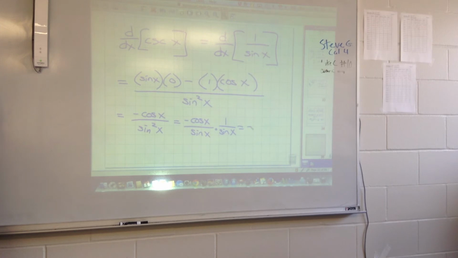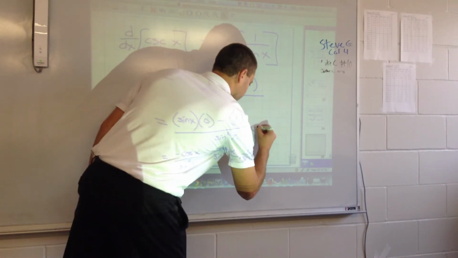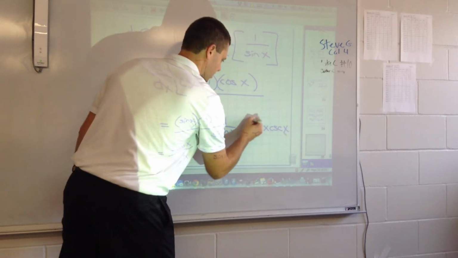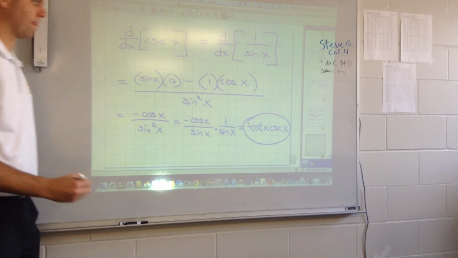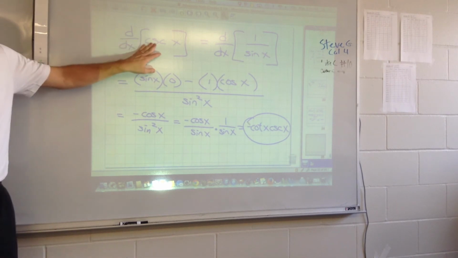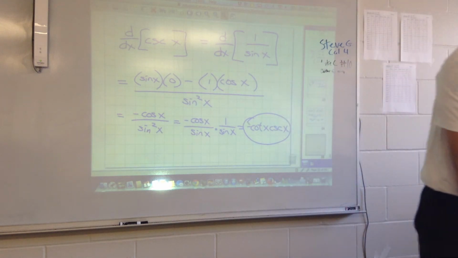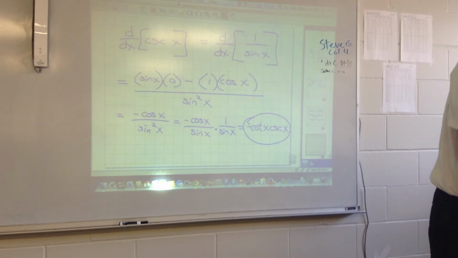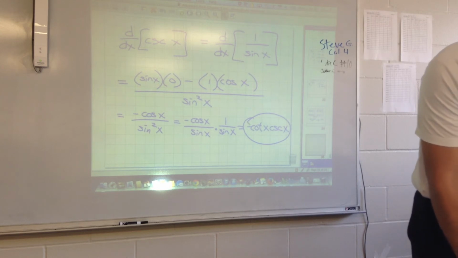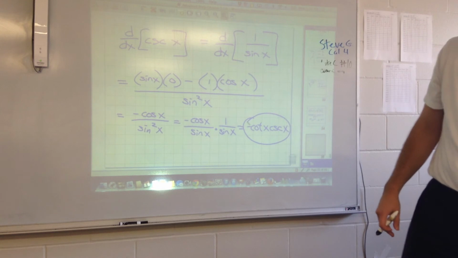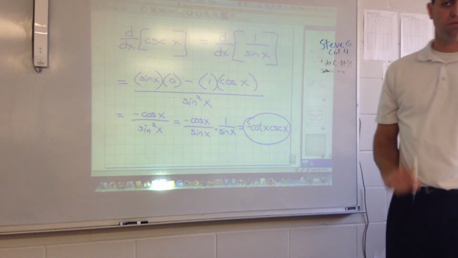Cotangent x cosecant x. Okay. So the derivative of cosecant would be negative cotangent x cosecant x. The order doesn't matter. I figured they probably did. They do put the cosecant first, but again, it really doesn't matter. It's a product of those two.